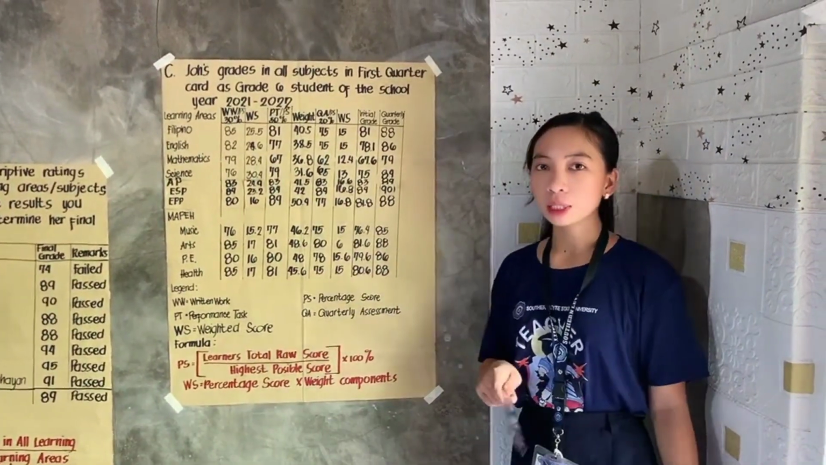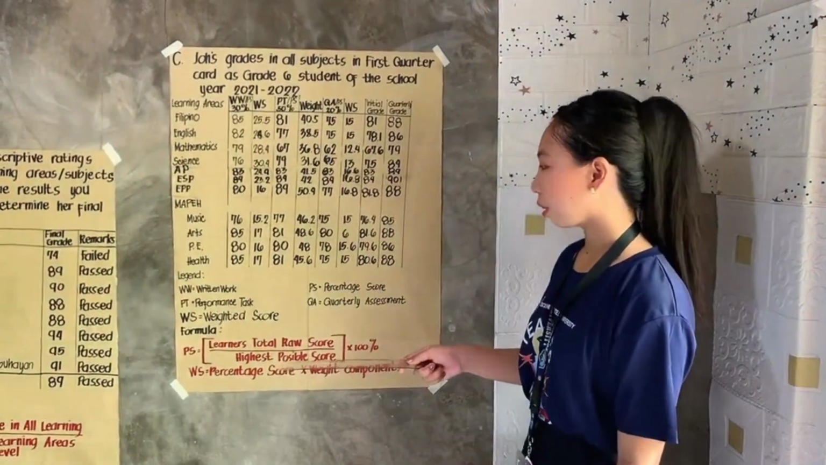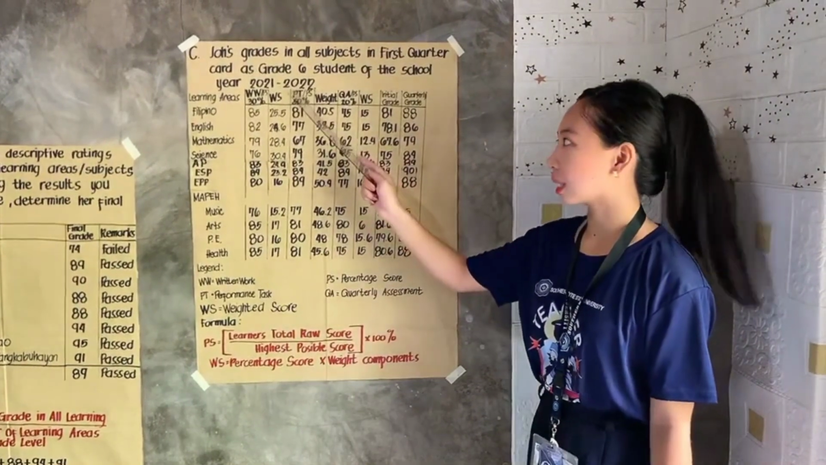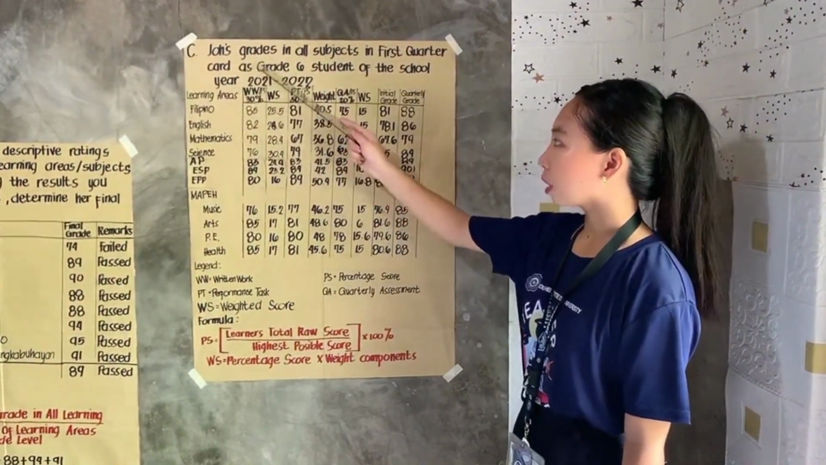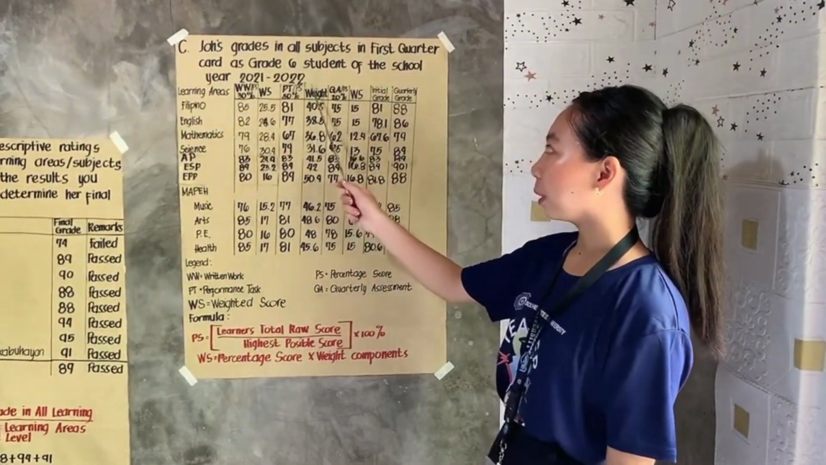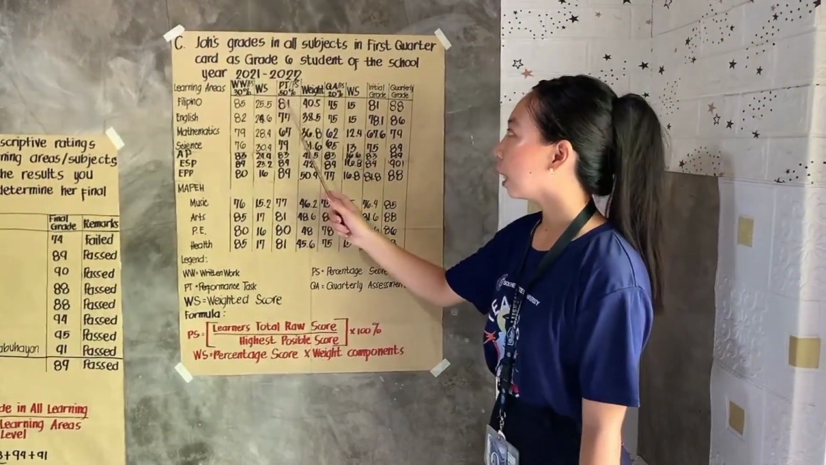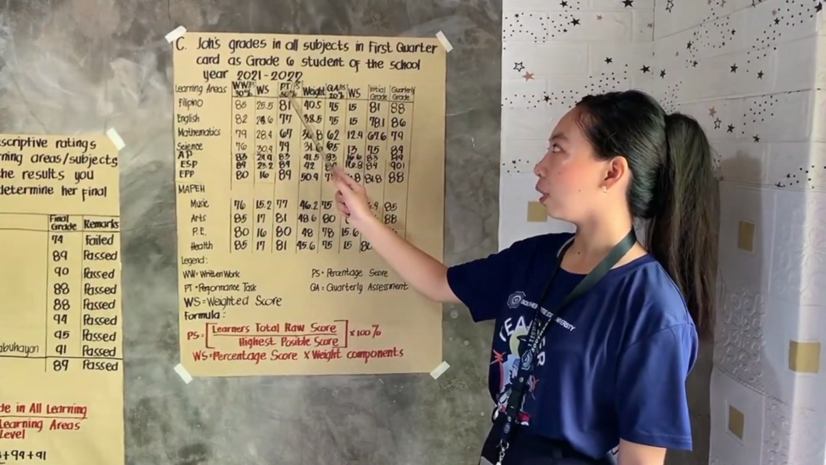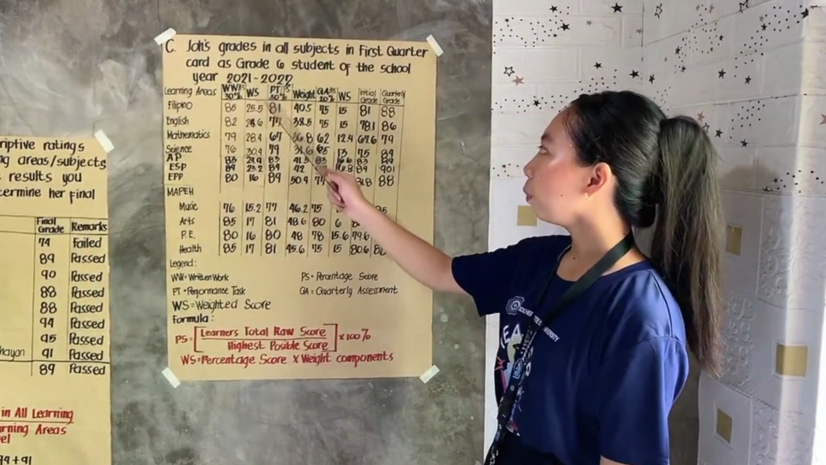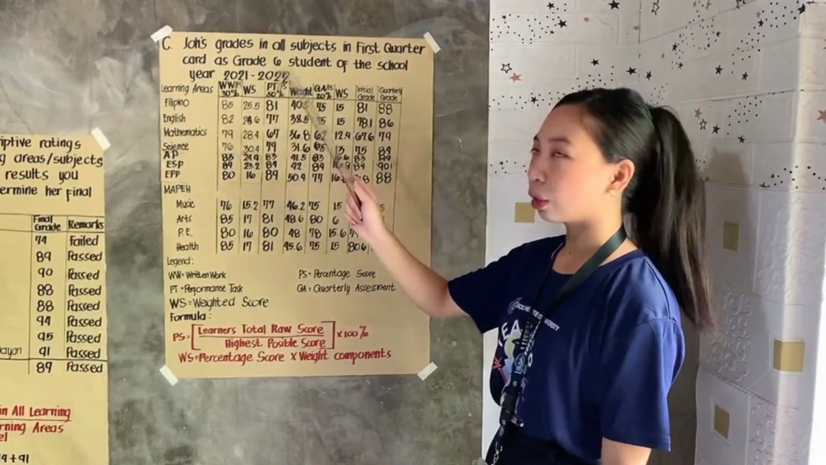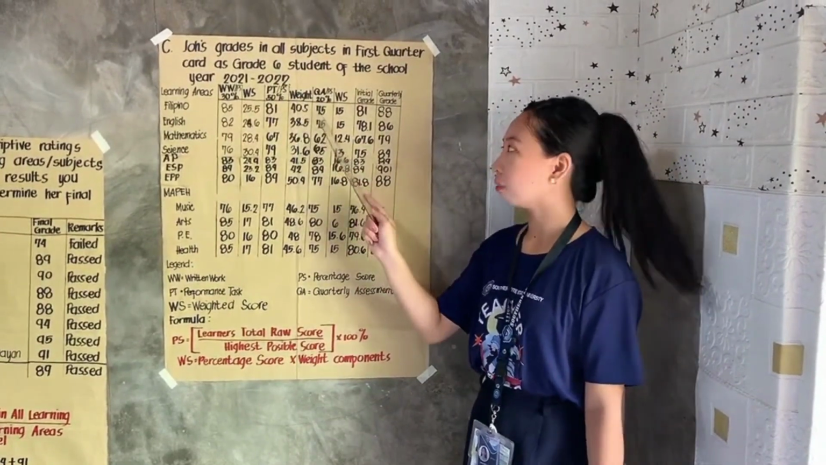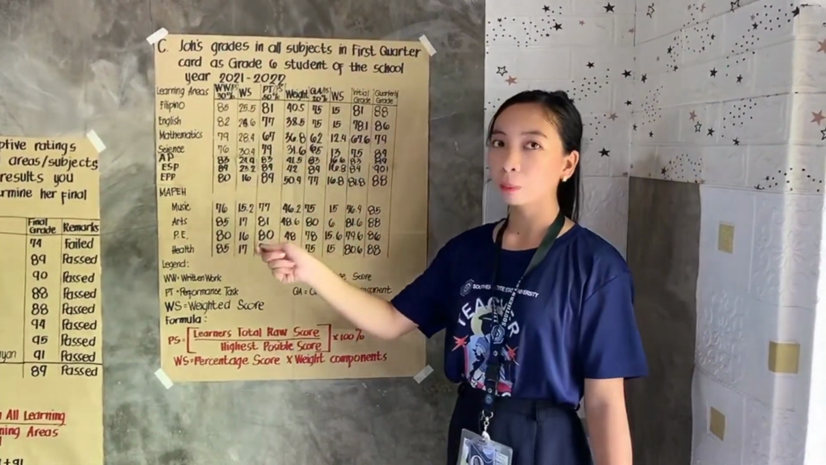So right now, let's move on to get the weighted score for the performance task of John's grade. In performance task, the percentage score has already been given, which is 81. The percentage score is equivalent to 50% of his grade. So 81 multiplied by 0.50, the weighted score is 40.5. That is in the Filipino subject.